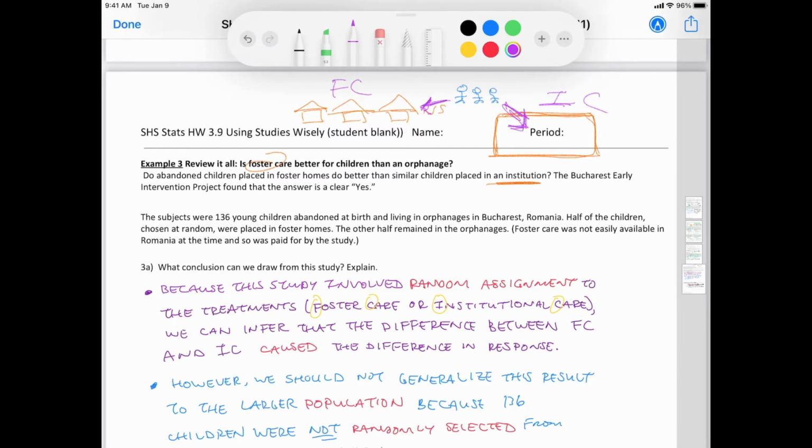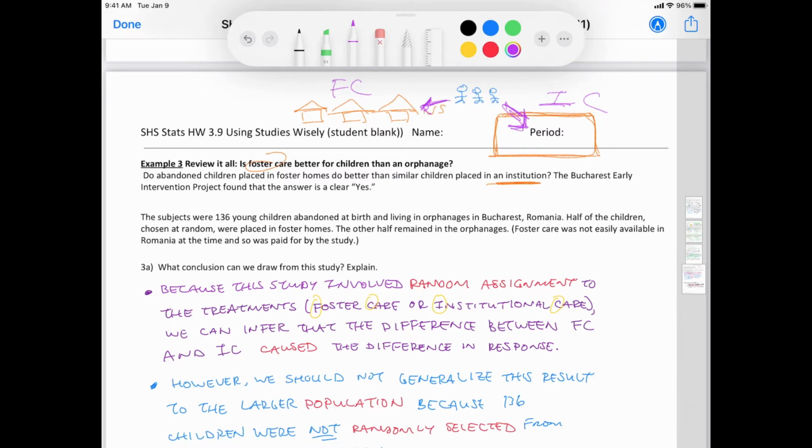So let me read my answer here. Because this study involved random assignment to the treatments, foster care or institutional care, we can infer that the difference between foster care and institutional care caused the difference in response. So yes, going into foster care was better. We can say that. It causes happier kids.